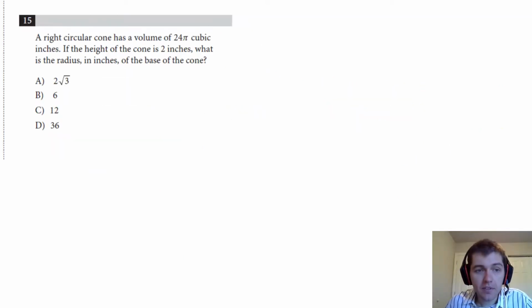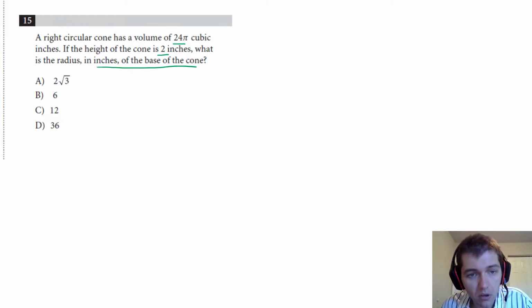All right, problem 15, they give you a right circular cone has a volume of 24 cubic inches. If the height of the cone is 2 inches, what is the radius in inches of the bottom of the cone, the base of the cone? The first thing they're testing you here on is recognizing that that volume equation is given to you on the equation sheet. So refer back to it, get your volume equation. I'm going to reproduce it right from that equation sheet.